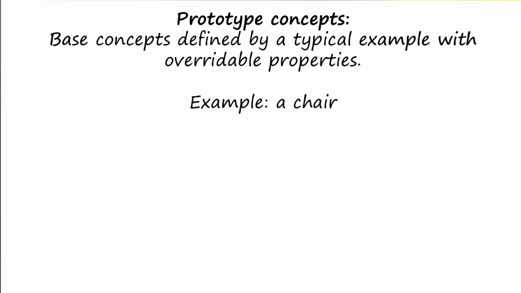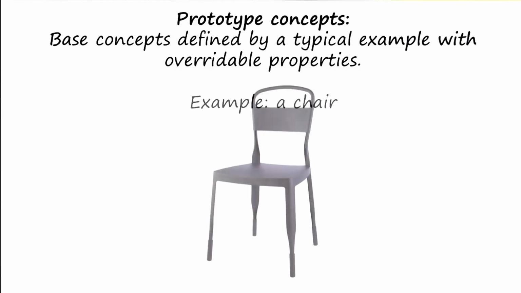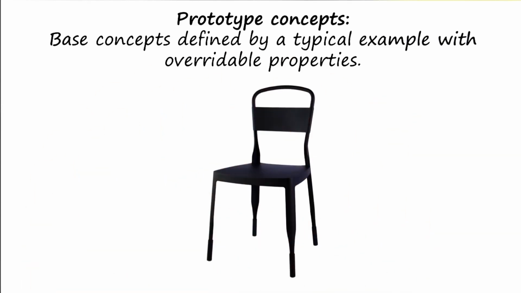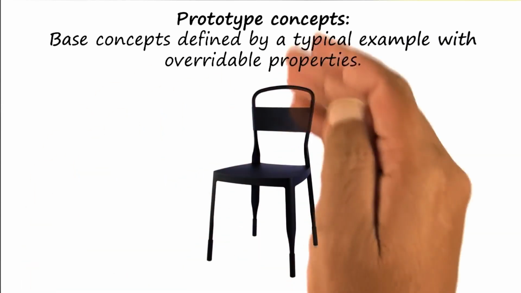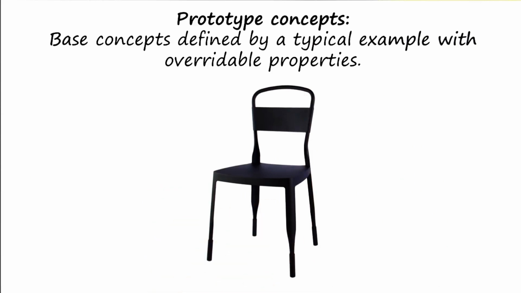Here is an alternative view. This is called prototypical concepts. A prototypical concept is a base concept defined by some typical properties that can sometimes be overridden. So an example is a chair. You and I have a notion of a prototypical chair. Our notion of a prototypical chair may have, for example, that it has a back, it has 4 legs, and so on. So here might be your and my notion of a prototypical chair. It has a back, it has a seat, it has 4 legs, and so on.